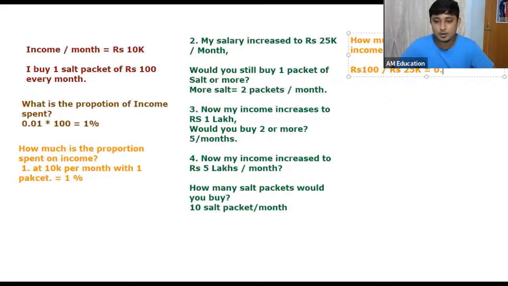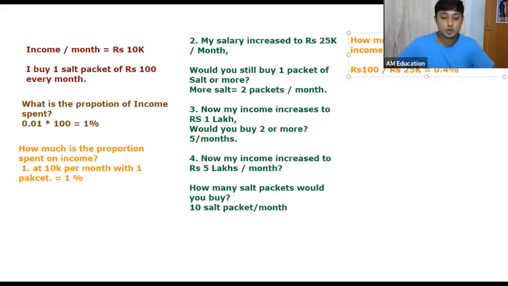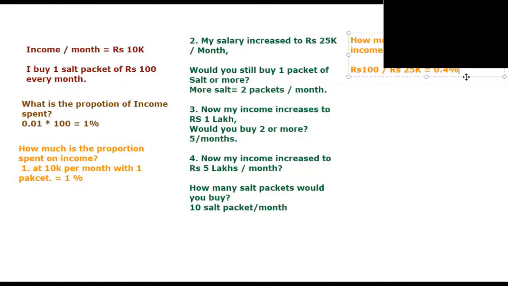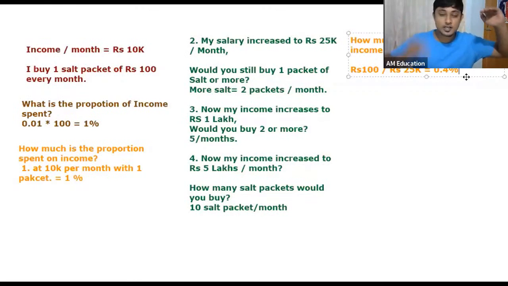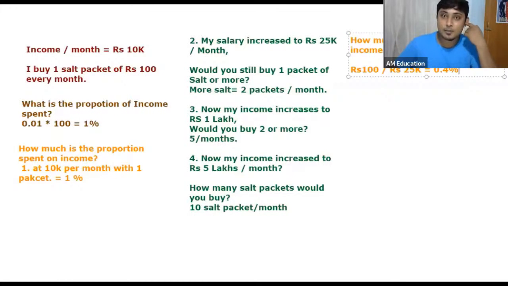Into 100 did you do? 0.4 sir, into 100 means 0.4 percentage. That is your proportion now. So from 1%, what happened to your proportion? Decreased. And when the income is increasing, the proportion is decreasing. What type of elasticity is it? Negative income elasticity.